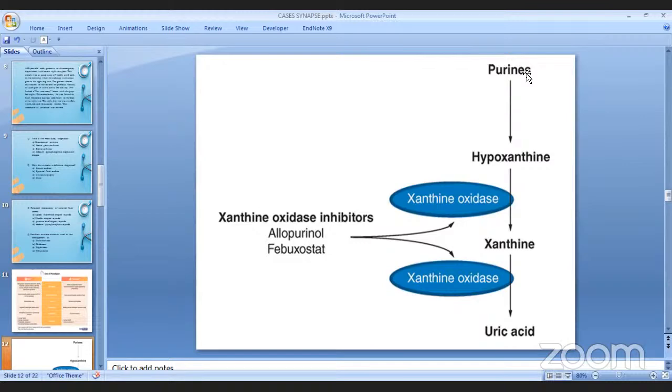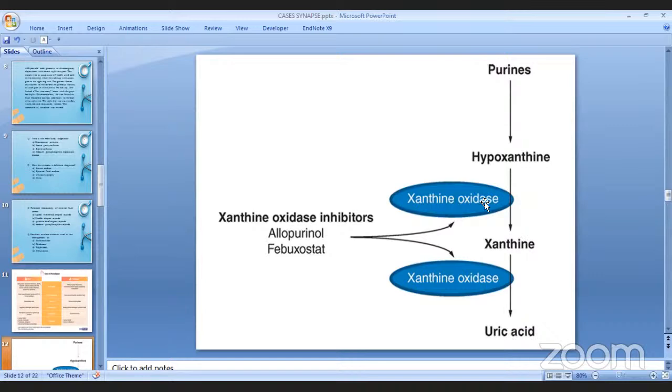Purines in our body get metabolized into uric acid. Among the steps, there is something called hypoxanthine, a purine, which is converted to xanthine, and xanthine is converted to uric acid. There is an enzyme required for this, called xanthine oxidase. This enzyme is required for the conversion of hypoxanthine to xanthine and of xanthine to uric acid.